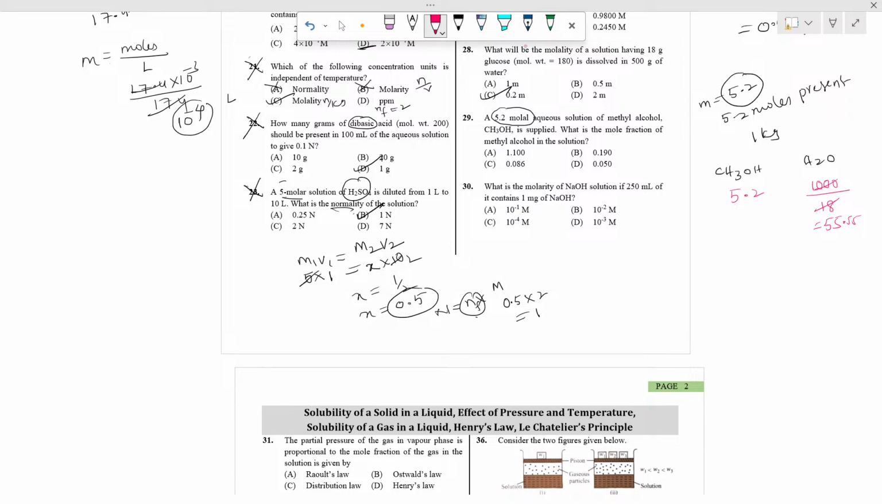How to write this one? Mole fraction of which one are they asking? Mole fraction of the methyl alcohol. So 5.2 upon 5.2 plus 55.55. So what is the answer? 5.2 upon 5.2 plus 55.55, that is 60.75. If you simplify this, you will get 0.08. So the answer is 0.08.